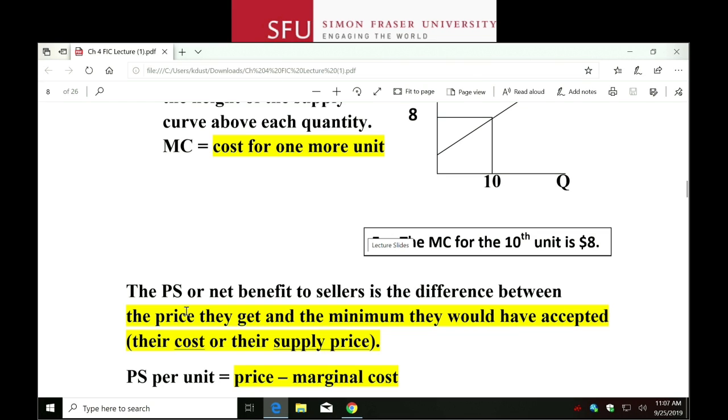And that would be just for the one unit. For all the units, so like if the seller sold all 10 units, then you could also calculate the total, which would be the total amount they get paid minus their total cost.